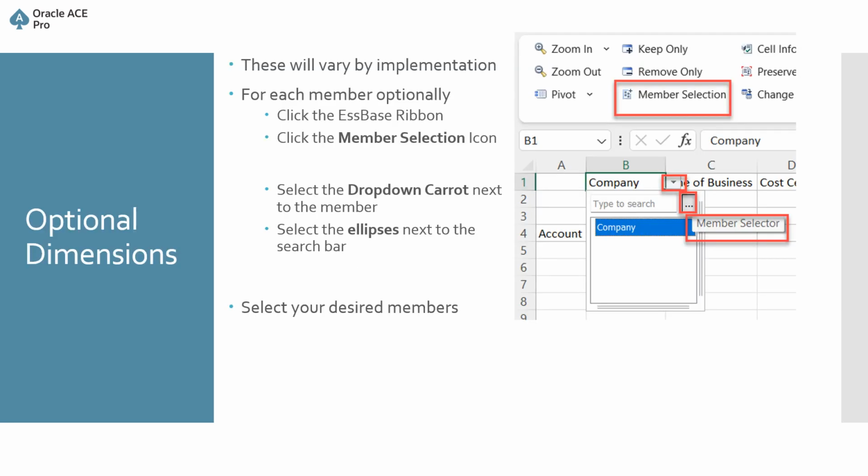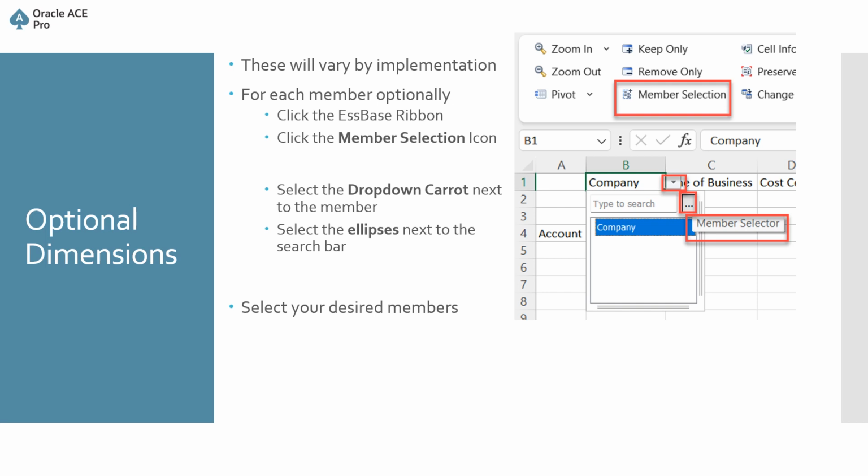Okay, so as we said, these will vary by implementation. For each member, you want to click on the Essbase ribbon. You can click on the drop-down, or you can click on member selection, whichever one you prefer. As with Microsoft, as with Oracle, there's a lot of different ways that you can fill values in within SmartView. It really is a personal preference which one you like.